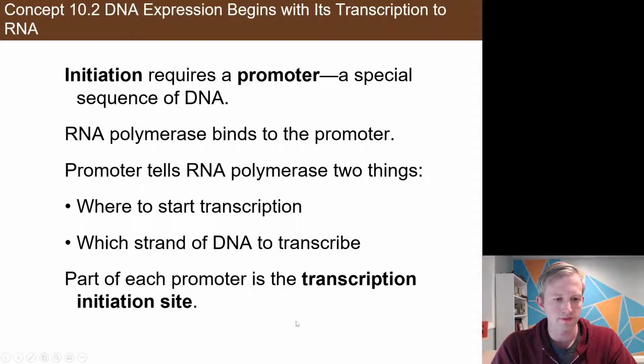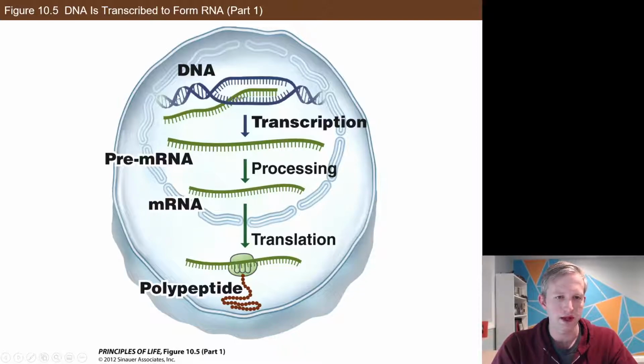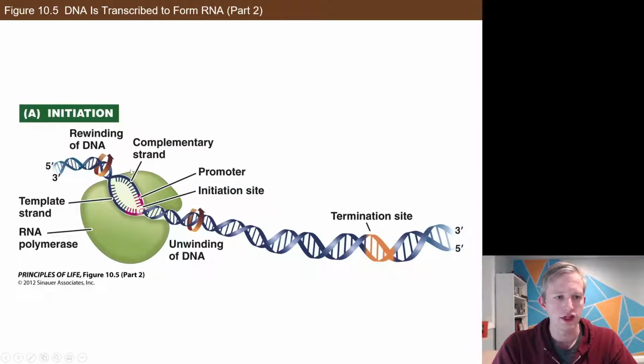This is also referred to as the transcription initiation site. Okay, and so here we have the double-stranded DNA. We're transcribing it into pre-mRNA. We'll turn that into mRNA, and then that's what ends up getting translated into a polypeptide. So initiation occurs. We have our RNA polymerase, which is bound at this promoter region.